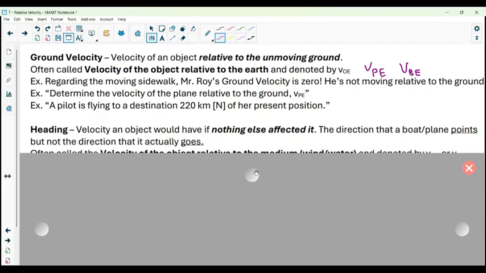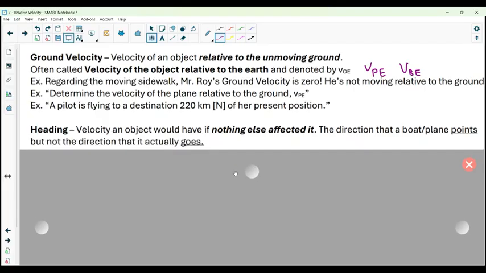If we're talking about something called heading, heading is the velocity an object would have if nothing else affected it, right? So when I turned off the current in that simulation, wherever direction I pointed my boat, that's called my heading. So it's where your plane or your boat is pointing, but not necessarily the direction that it actually goes. Because if there's a medium moving it too, we need to add those vectors together to see where the object actually goes. So, caution with this.